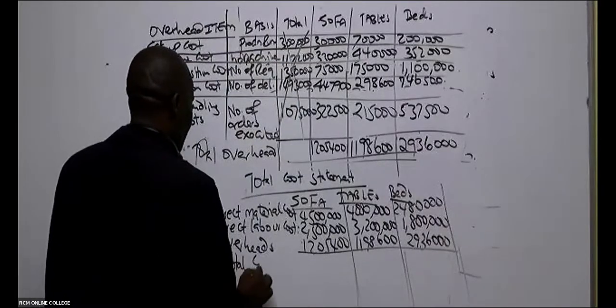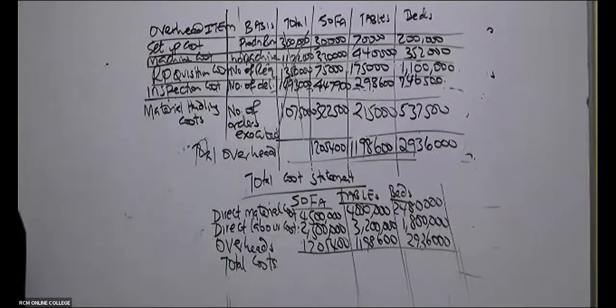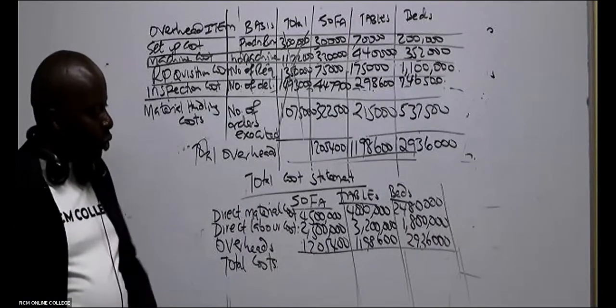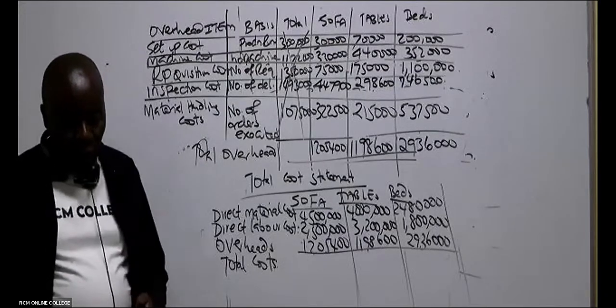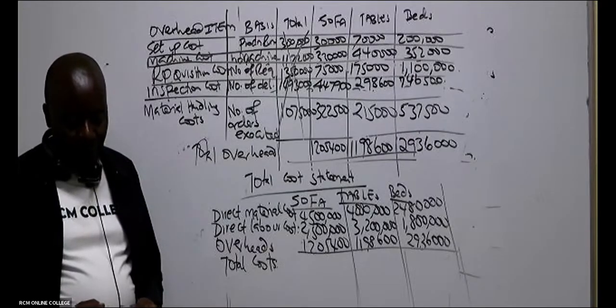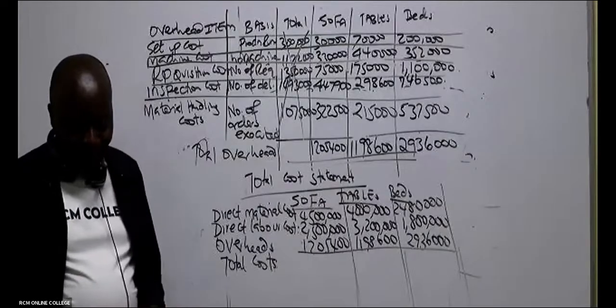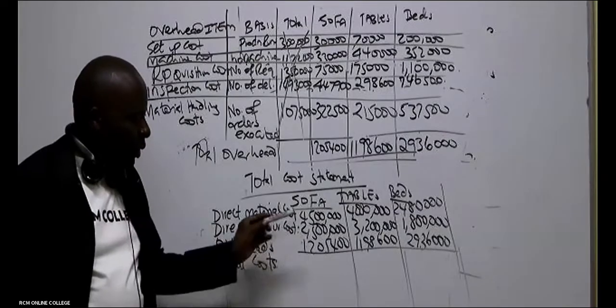Total costs. So total cost, what do we have? You add in this case here for sofa. I'm waiting to hear from you. Felicitas is saying 1.8 million. But the first one is 4.5 million.